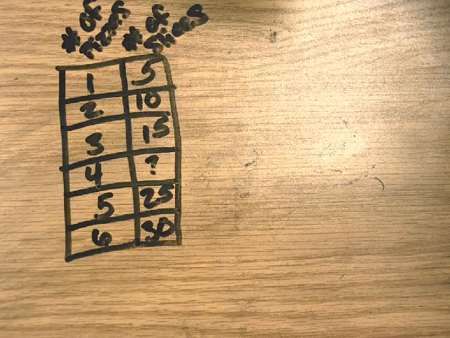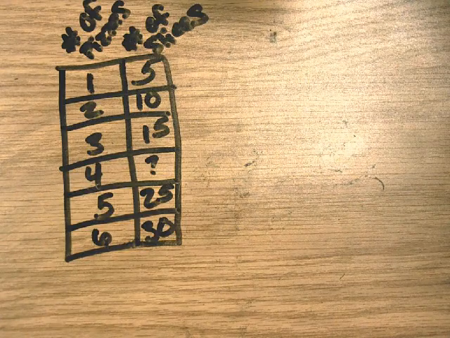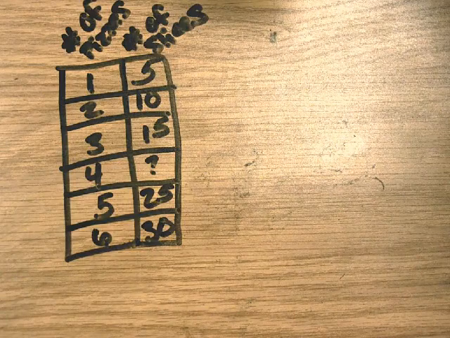Hi, we are starting this new year off with relationships and tables. So that's really just input-output tables. For input-output tables, the kids need to be familiar with addition, subtraction, multiplication, and division.